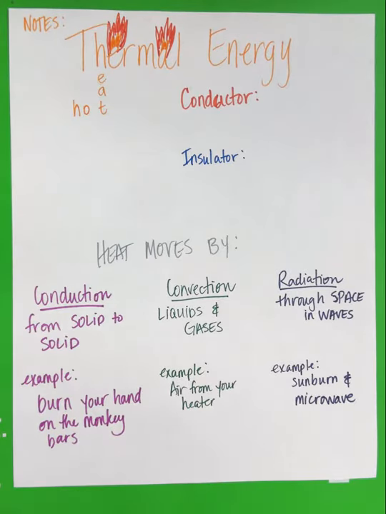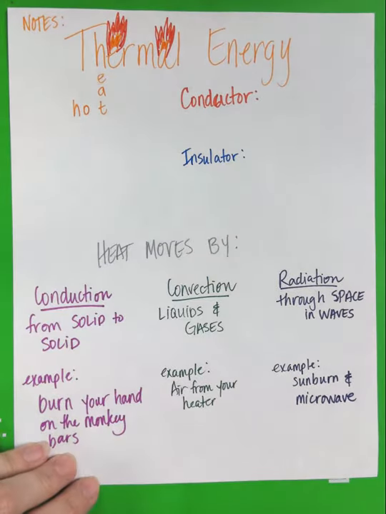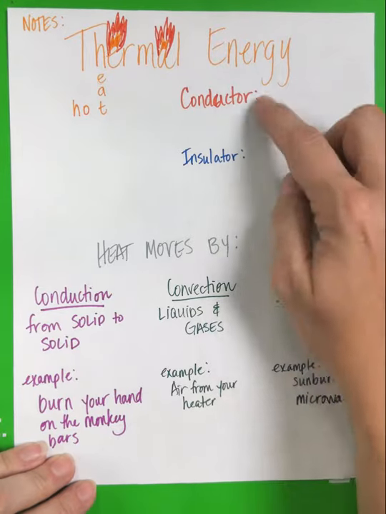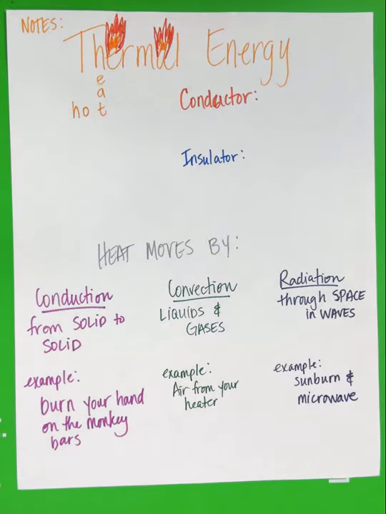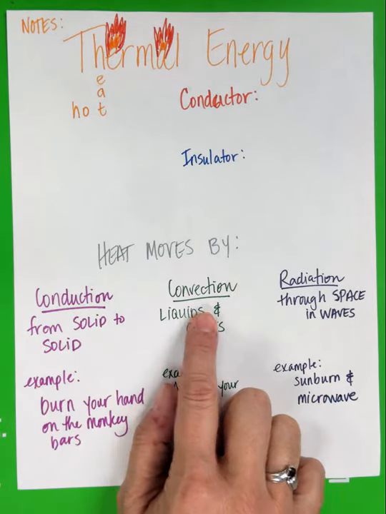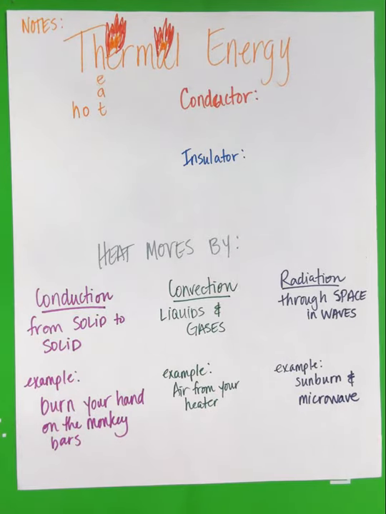So, thermal energy is what? Heat. And it gets hot. We have conductors and insulators that move that heat or stop that heat from moving. And then heat moves by conduction, convection, or radiation. And why does it move? So you get to different places, to make an object hotter.